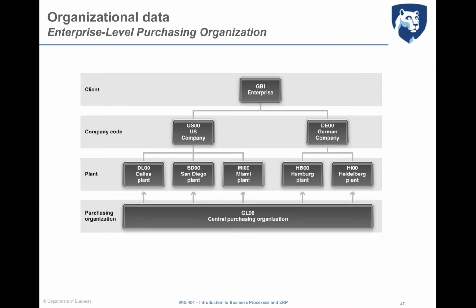In the case of GBI, if we make the hypothesis that GBI uses the enterprise level purchasing model, we see that there is just one central corporate organization that is responsible for managing all the purchasing for all 5 plants for both the companies in the US and in Germany.